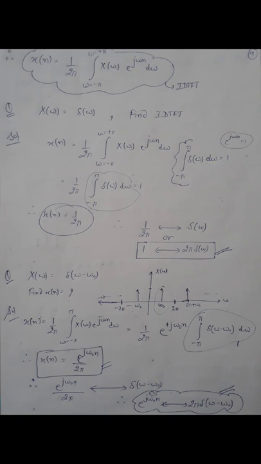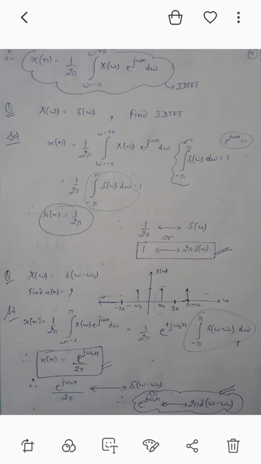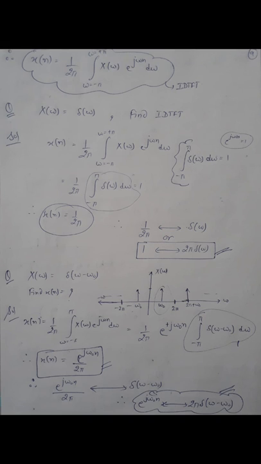Next question: X(ω) is δ(ω minus ω0). That means we have an impulse shifted to ω0. Similarly, we can go for δ(ω plus ω0). Important question, find x[n]. Put in the value. For the integration part, this impulse exists only at ω equals ω0. So the answer will be e^(jω0n) divided by 2π, as the integration part becomes 1. So δ(ω minus ω0) has the inverse DTFT e^(jω0n) by 2π.